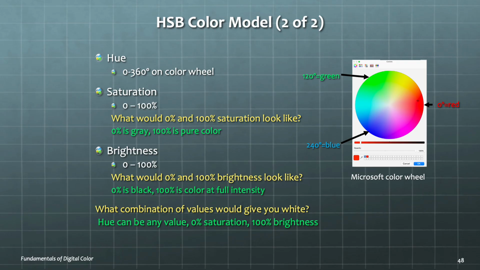Then you need 100% brightness because white is fully light. It's the opposite of dark. 0% brightness is black, no matter what the hue and saturation values are.